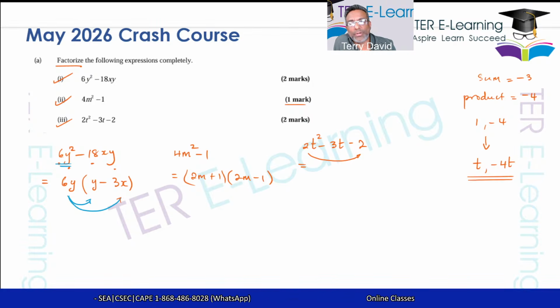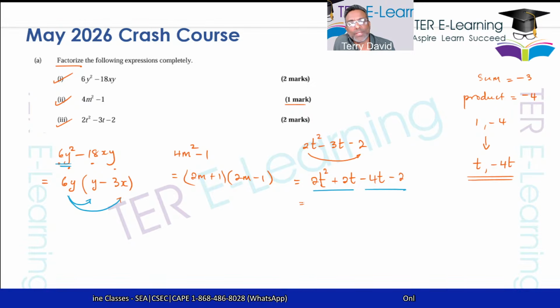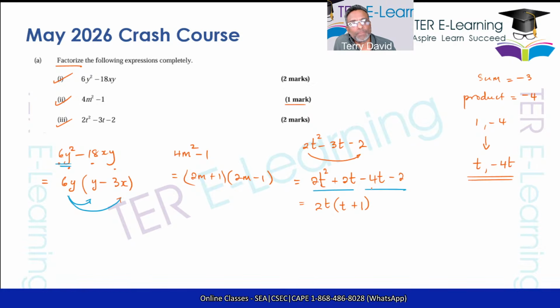So what's going to happen here now, we're going to write this as 2t squared, right, plus 2t minus 4t minus 2. So once I do that, I can use factorizing by grouping in order to factorize the quadratic. So you look at the first two terms and look at the second two terms and see how best you can factorize this. So you can factor out here 2t, open brackets, t plus 1, close brackets. If I have to factorize minus 4t minus 2, I can factor out minus 2.